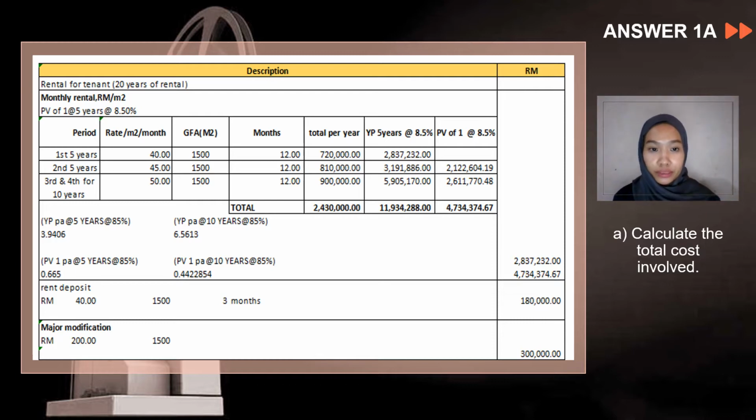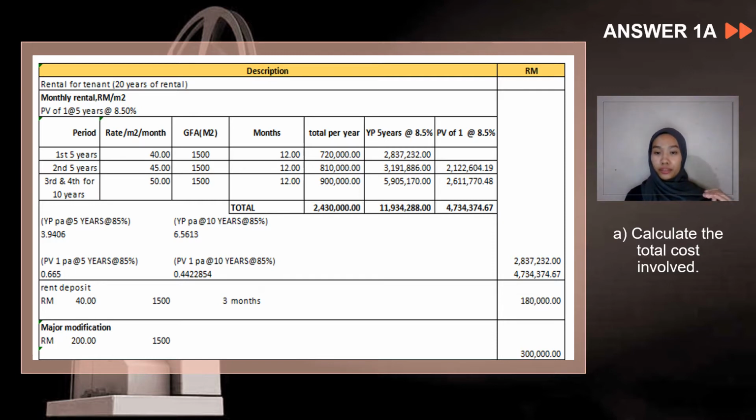Okay, first we look at the monthly rental. As this is 20 years, we have to divide the rental into the first 5 years, second 5 years, third and fourth 5 years. The rental rate needs to be revised every 5 years, so the rental must be calculated with years purchase accordingly. Then after you get the answer, you have to multiply with the present value of 1, which is 5 years, at the 8.5% interest rate.